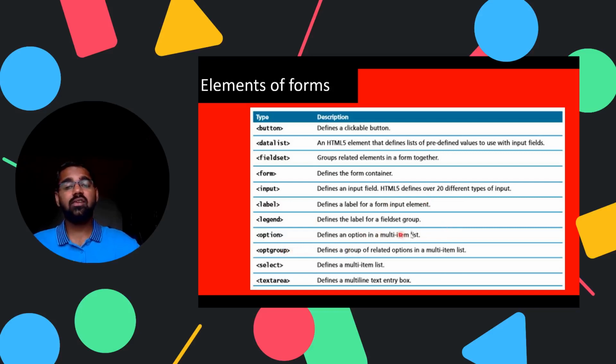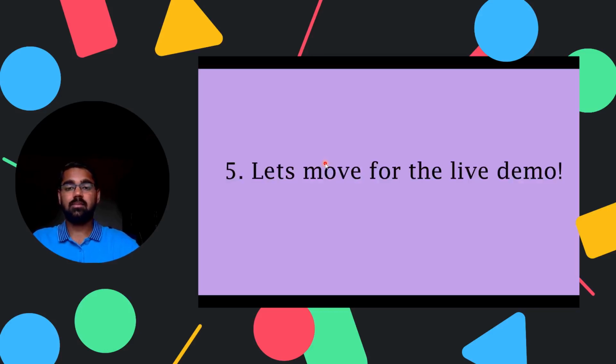Legend defines the label of the field set group. Option defines an option in a multi-item list. Opt group defines a group of related options in a multi-item list. Select defines a multi-item list, and the text area defines a multi-line text entry box. So these are the basic elements of the form which we need to insert while using the form for the creation, so that the form can be created in an efficient manner.